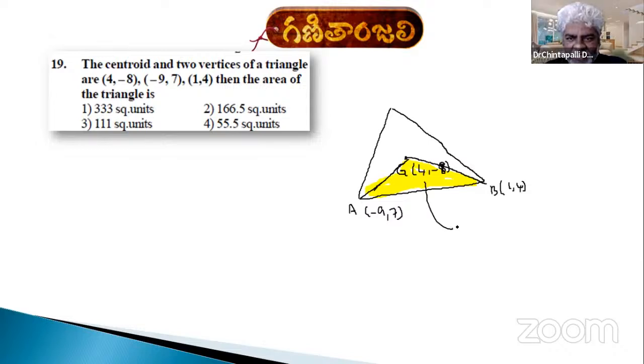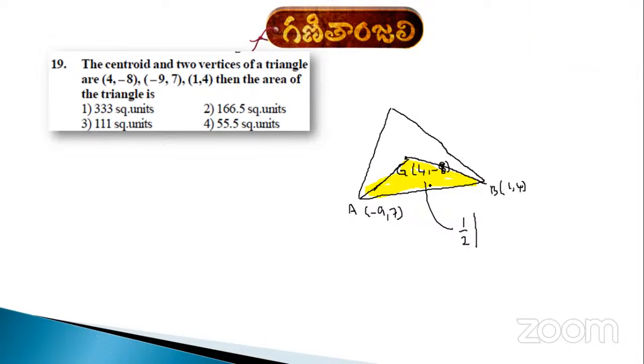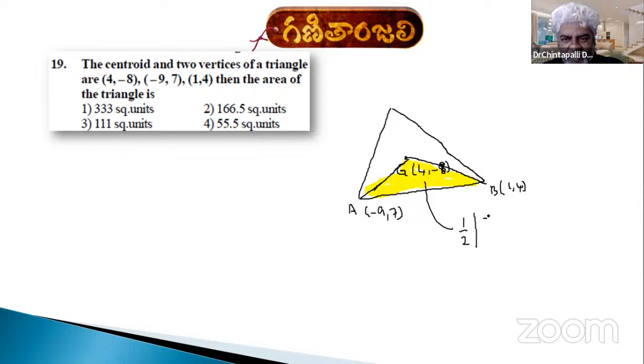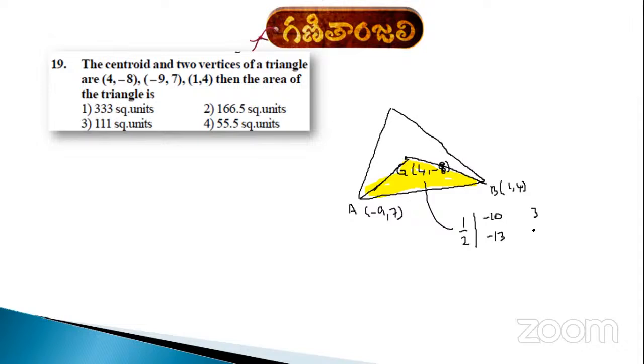Now tell its area, half times. Which point are you taking first, G or A or B? I took A as the first one, B as the second one, and G as the third one. Right. Minus 9, minus 1, minus 10. Minus 10, minus 9, minus 4, minus 13. Now y: 7 minus 4, 3. Yes, sir. 7 minus of minus 8, 15.